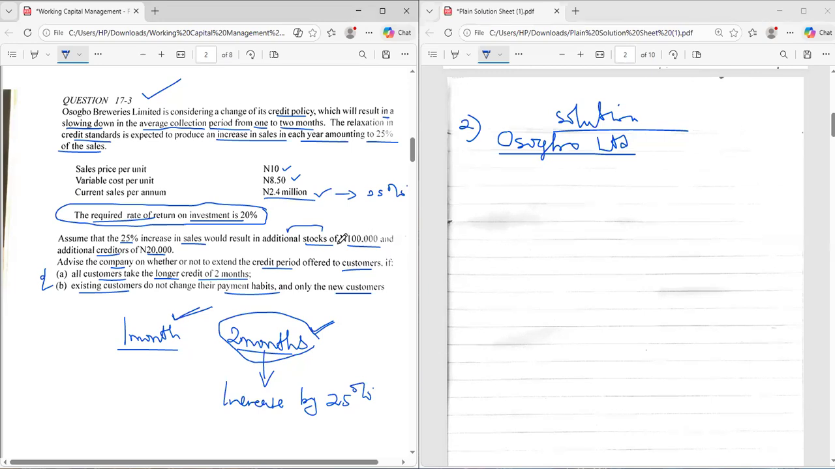All right. So they said, advise the company on whether or not to extend the credit period offered to customers. Now, what we are going to do is to prepare 2 analyses. The first analysis is to check when we are offering it for just 1 month. Then the second analysis is to check when we are offering for 2 months. So we need to check.